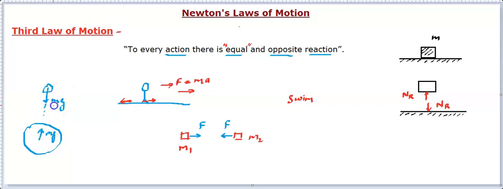That means you can say they are an action-reaction pair. Here I have given an example of a pair. So you can see everywhere there is going to be an action-reaction pair, and it's a very vast and very important law of Newton. So these are the three laws of Newton that we have discussed.